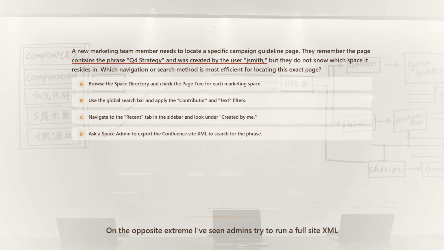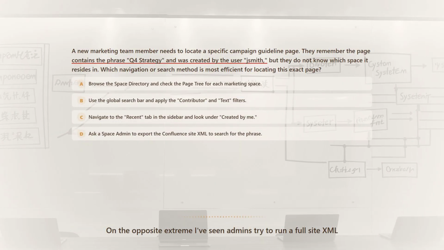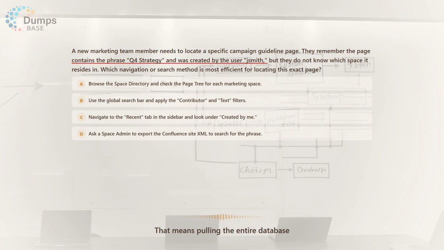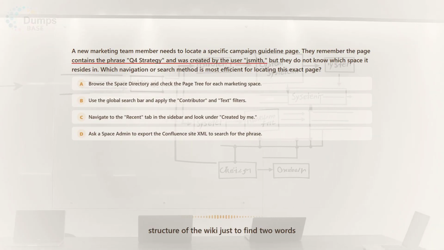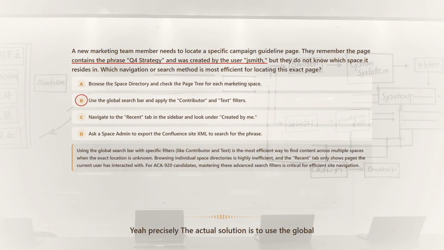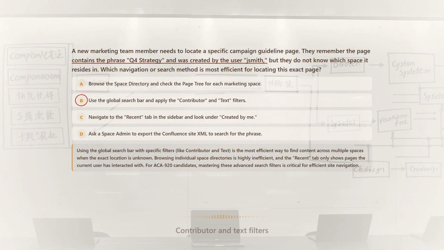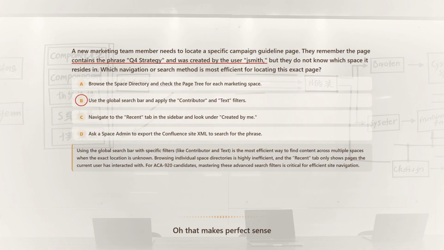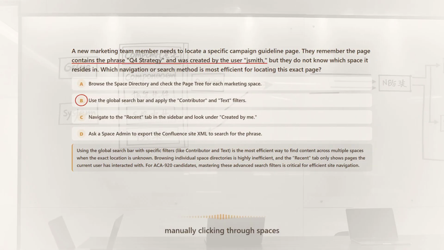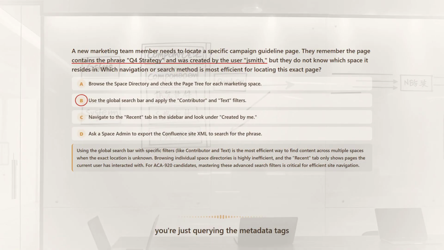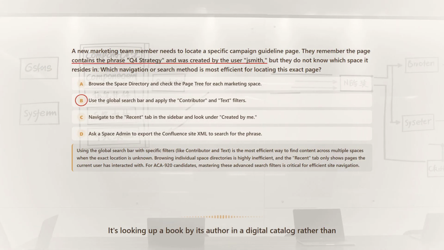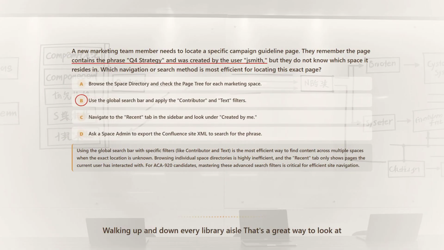Right, and a lot of people fall into that trap. On the opposite extreme, I've seen admins try to run a full-site XML export just to run a text search across the raw data. Wait, an XML export? That means pulling the entire database structure of the wiki just to find 2 words? I mean, that doesn't scale at all. Yeah, precisely. The actual solution is to use the global search bar, but specifically apply the contributor and text filters. Oh, that makes perfect sense. Instead of forcing the server to read every single page like the XML export or manually clicking through spaces, you're just querying the metadata tags. Exactly. It's like looking up a book by its author in a digital catalog rather than walking up and down every library aisle.